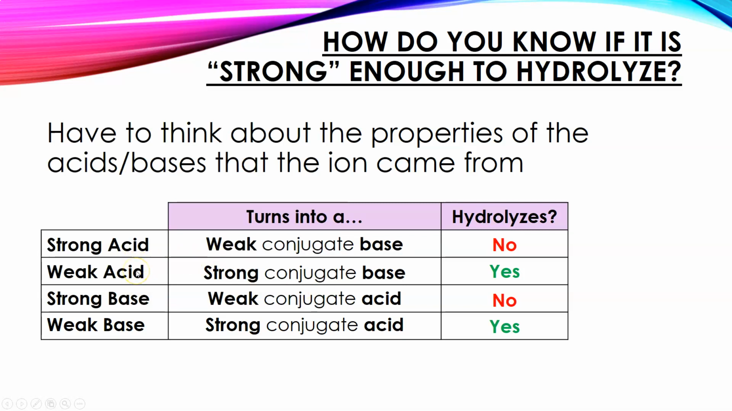However, if your ion came from a weak acid or a weak base, they don't want to be in their ion form. So they're going to go around ripping things off of the water or donating things to the water, trying to get back to their weak acid or base format. And so those strong ions are going to be able to hydrolyze. They're going to react with the water.